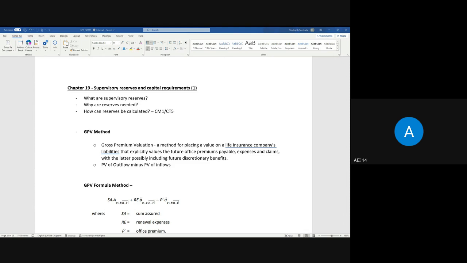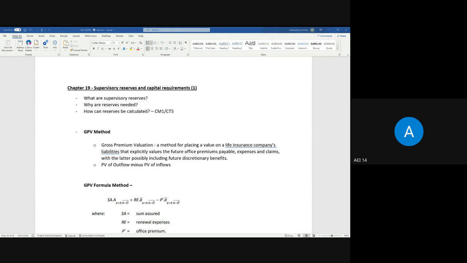So, for example, in territories like Australia and New Zealand, you have a supervisory reserve which is equal to the best estimate reserve. But in most Asian countries, you have a padded set of assumptions for your supervisory reserves, and your solvency capital requirements are less strict. Where there is this SCR over and above the supervisory reserve, below that we do have that best estimate reserve also, PV of outflow minus PV of inflow in the example we're talking about.